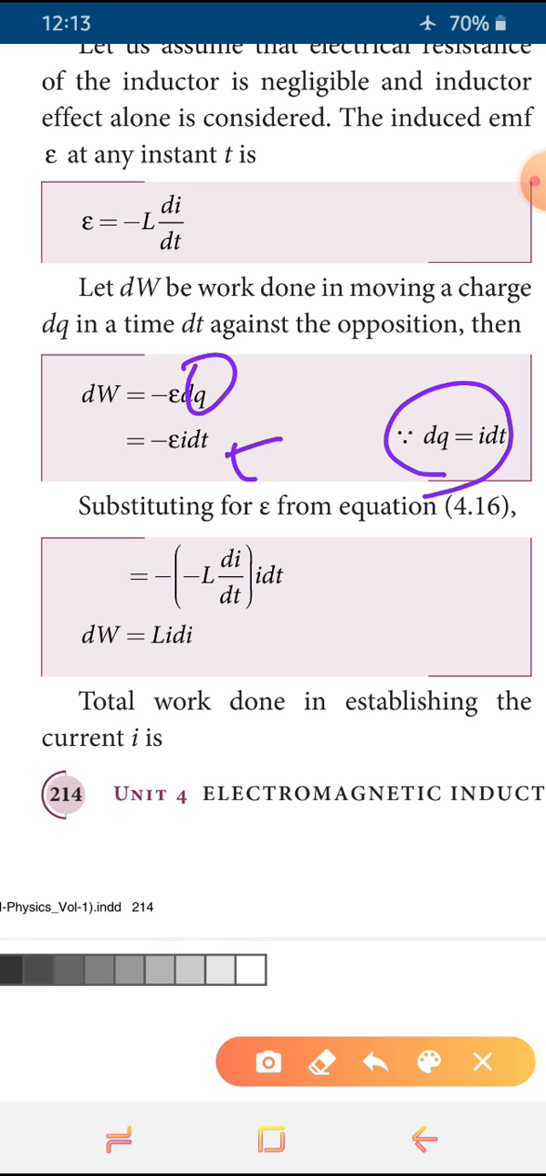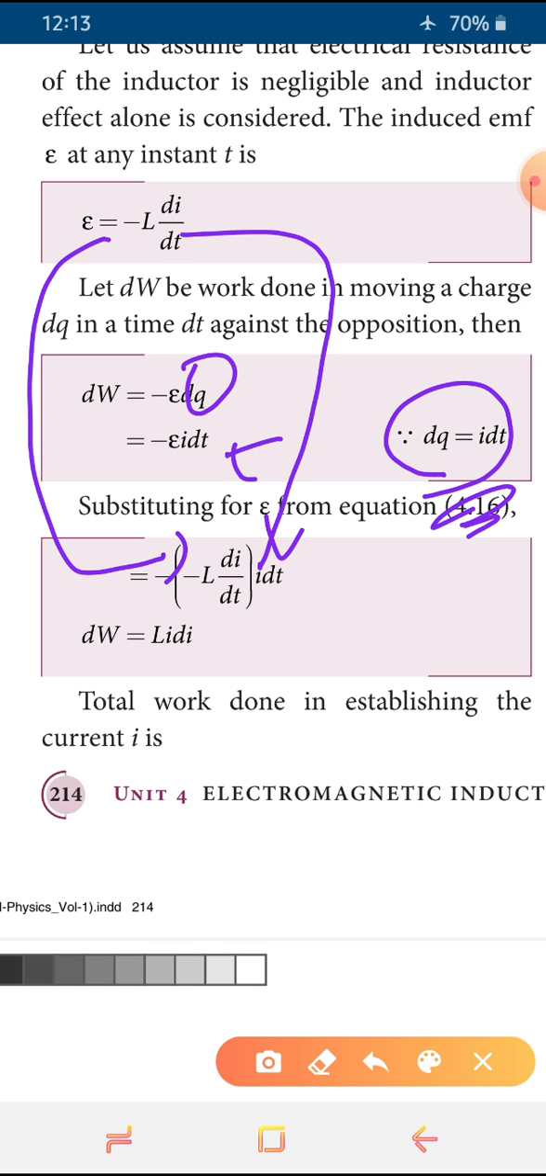We are substituting epsilon from the previous equation, epsilon is equal to minus L di divided by dt. Then we get dW is equal to minus of minus L di divided by dt into I dt.